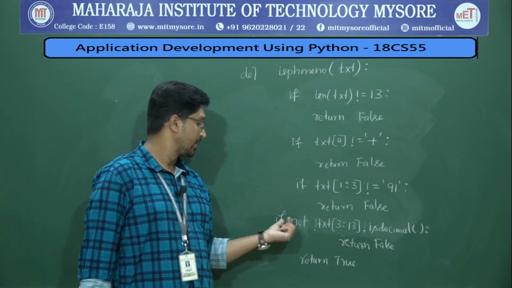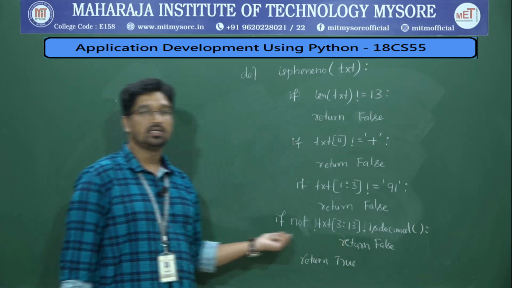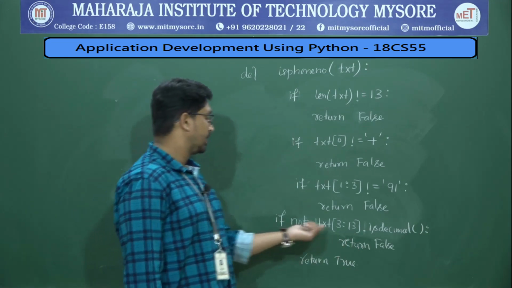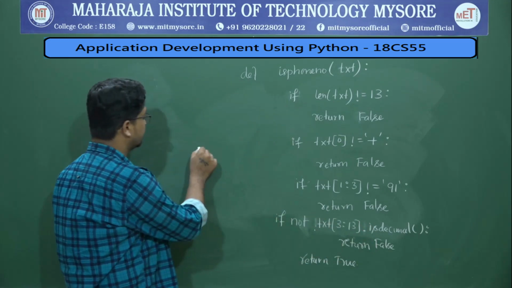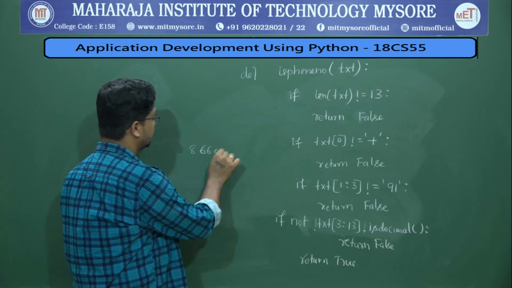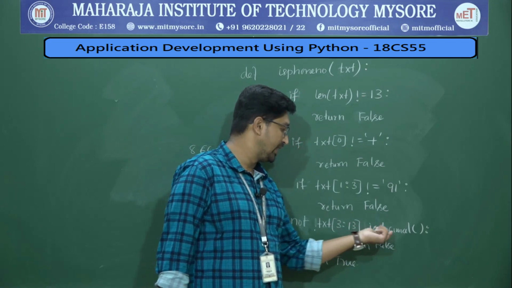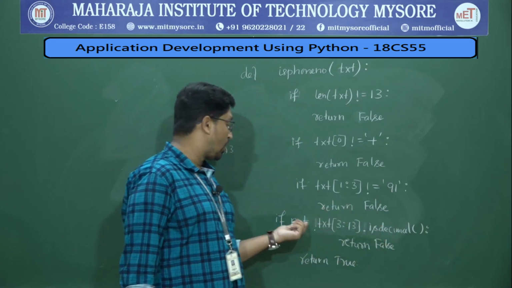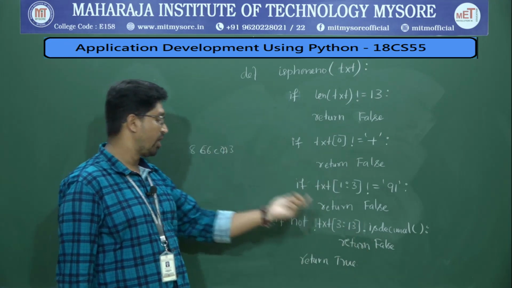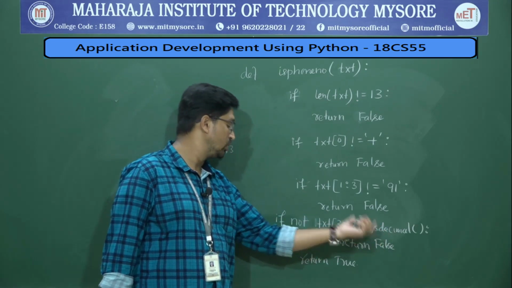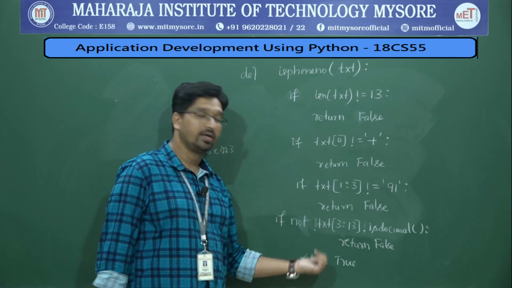If it is false, it will return false. Okay, it's correct. We have a text. Assume that you have not entered decimal values. In between you have entered some characters, like 866C7073. Then text of is decimal, you will get false as a result. Not of false is true, so that is if of true, so it will return false. If you have entered all the numbers as decimal, then you will get true. Not of true is false, then the if condition fails, it will not return back. Finally it will come here, return true.